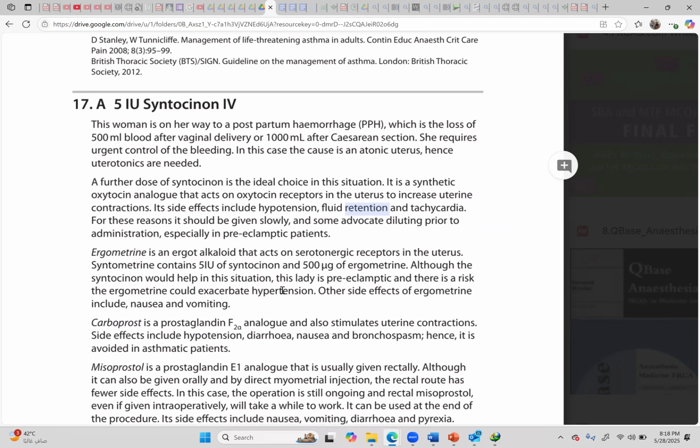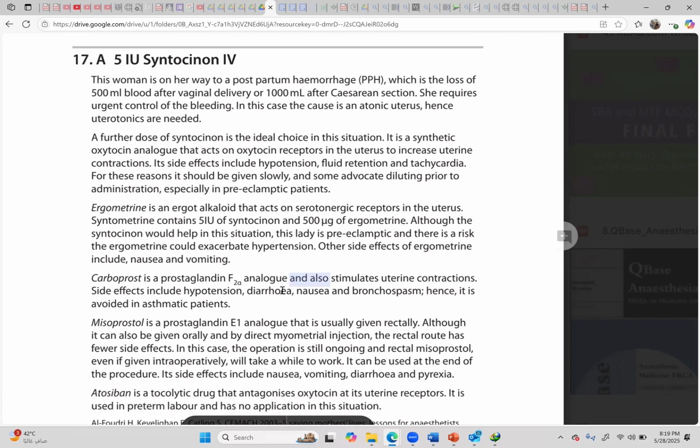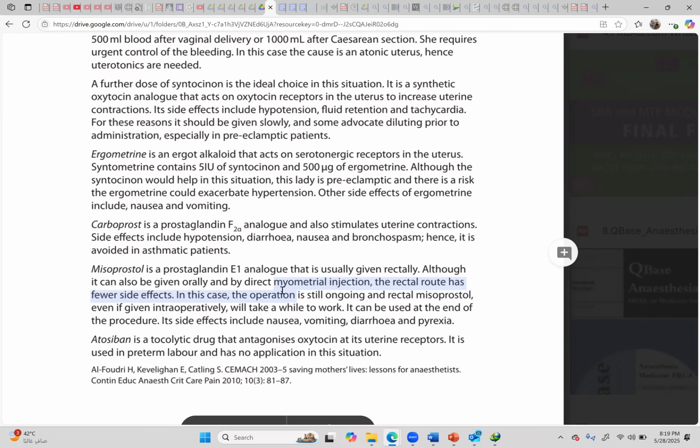It is a synthetic oxytocin analog that acts on oxytocin receptors in the uterus to increase uterine contraction. Its side effects include hypotension, fluid retention, tachycardia. It should be given slowly, adequately diluted prior to administration. Ergot acts on serotonergic receptors in the uterus. Syntometrine is a combination. Okay. Although the syntocinon would help in this situation, the patient is preeclamptic. So that's why there is a risk that ergot could exacerbate hypertension. Other side effects of ergot are nausea, vomiting. Okay. Carboprost is PGF2 alpha, stimulates uterine contraction; side effects are hypotension, diarrhea, nausea, and bronchospasm.